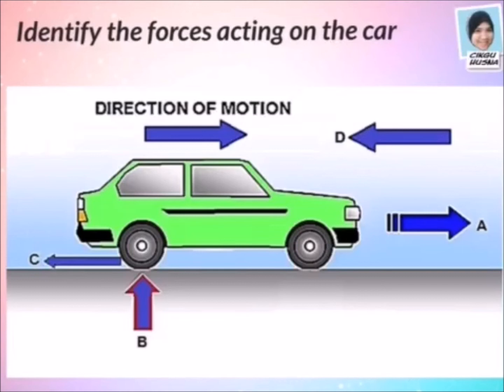Let's wrap up this video with identifying the forces acting on a car. So this is a diagram of a car, and as you see here, this is the direction of motion, and we have 1, 2, 3, 4 unidentified forces. If you look at arrow A, it is the same direction as motion. Therefore, it is the driving force or thrust. And if you look here, there's an arrow from the ground going up to the object here, so that will be reaction force.